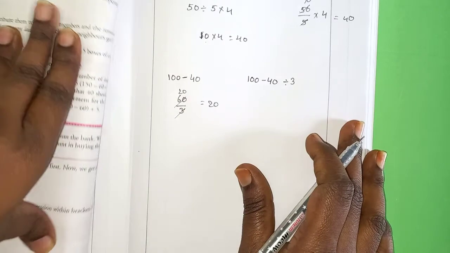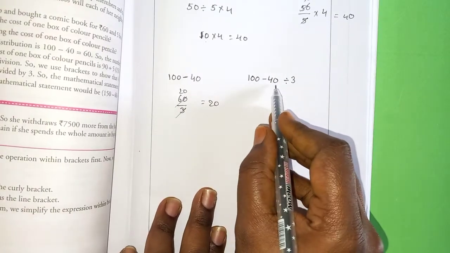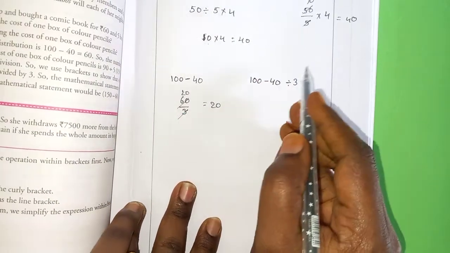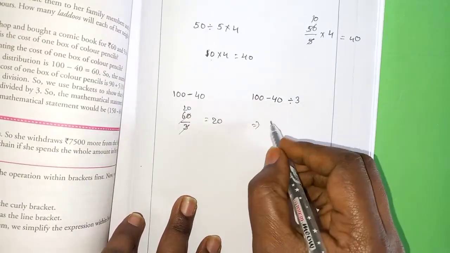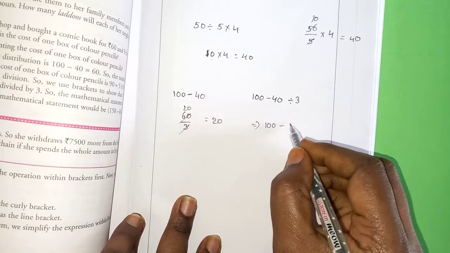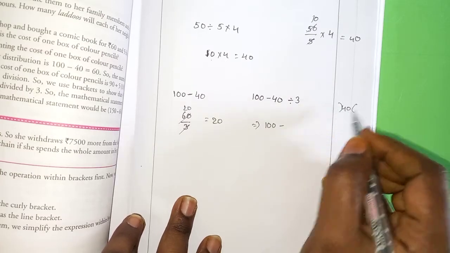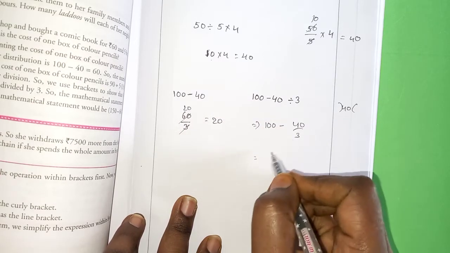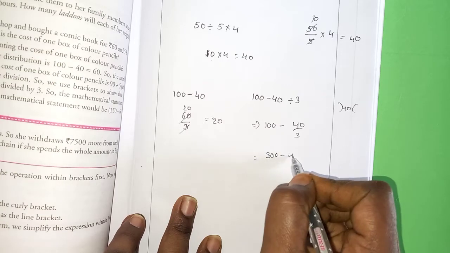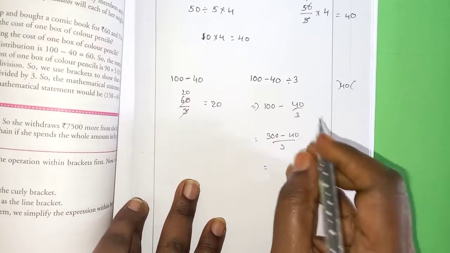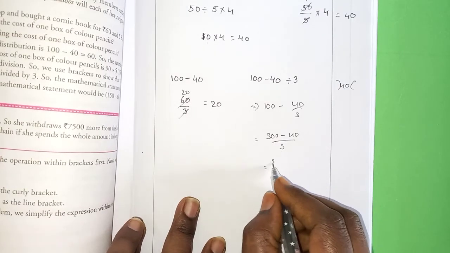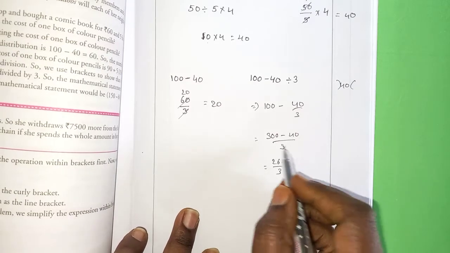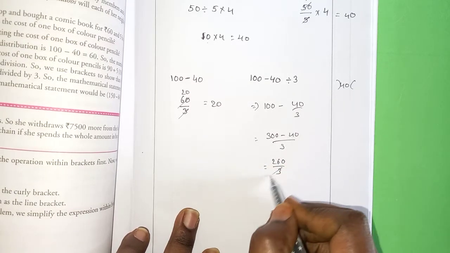So, what is the final expression? 100 minus 40 divided by 3. According to the arithmetic rules, what do we have to calculate first? Division. So, 100 minus 40 divided by 3. You will get some rational number. Here, what do we have to do? LCM. 300 minus 40 by 3. What will be the answer? 260 by 3. 300 minus 40 is 260.